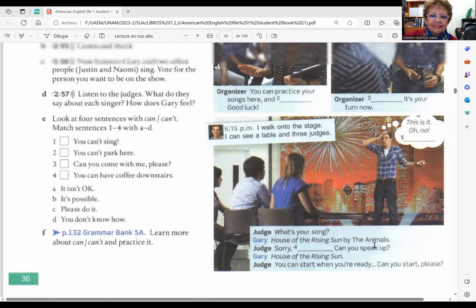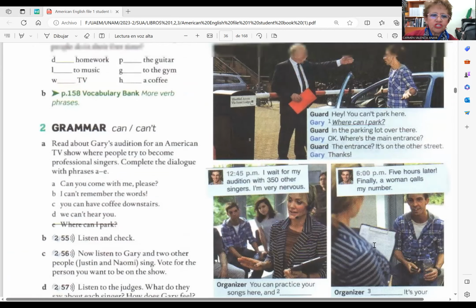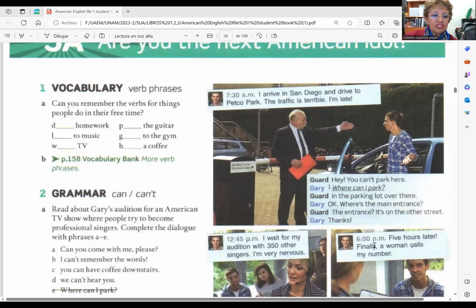Okay, this is the use of can. The can is the ability, and at the same time it is the permission, the permit to express permission. Okay, now look at this one, the exercise one. Can you remember the verbs for things people do in their free time? For example, number one says, do homework, listen to music, watch TV, play the guitar, go to the gym, and have a coffee.